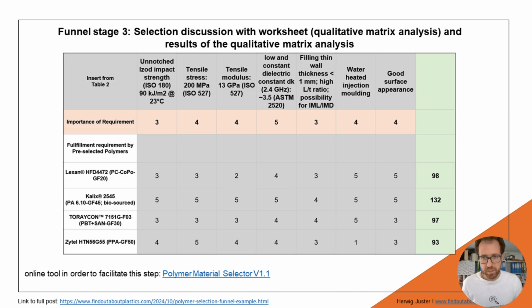For example, let's take the first row, the PC copolymer. For the unnotched Izod impact, it fulfills the requirement with a level of 3, and it has an importance of 3. So we multiply 3 by 3, which is 9. Plus then the next row is the tensile stress. So it's 3 multiplied by 4, and added up, we have 12 plus 9 and so on. So we walk through the whole list and then we get this number.